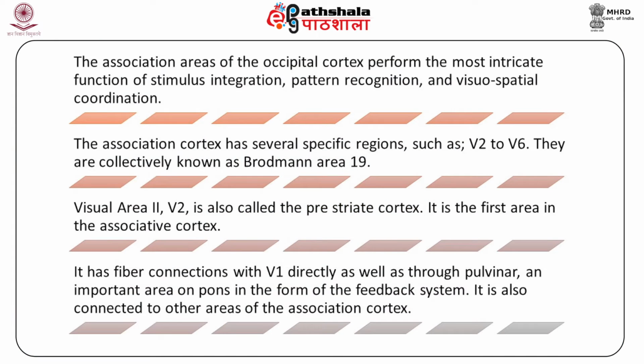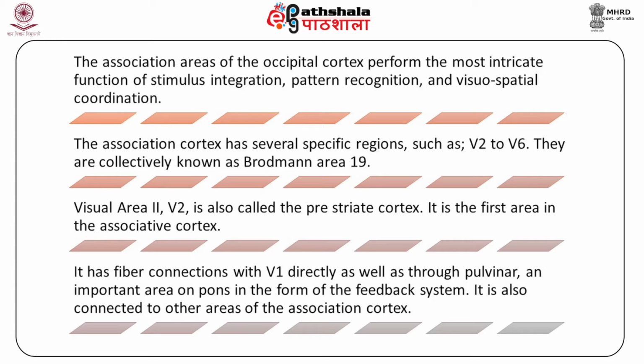The association areas of the occipital cortex perform the most intricate function of stimulus integration, pattern recognition and visuospatial coordination. The association cortex has several specific regions such as V2 to V6. They are collectively known as the Brodmann area 19. Visual area 2, V2, is also called the pre-striate cortex. It is the first area in the associative cortex.